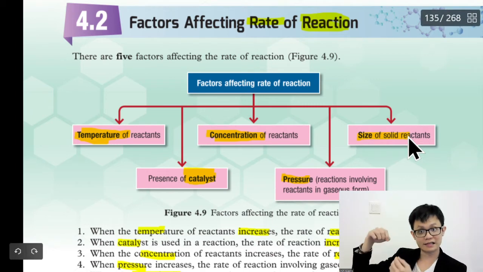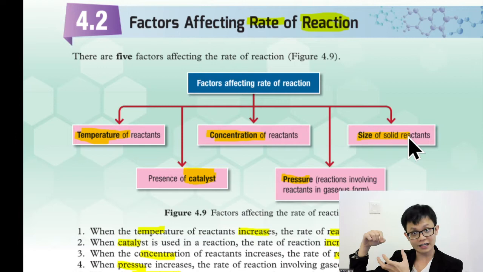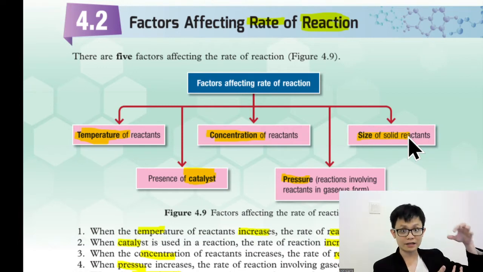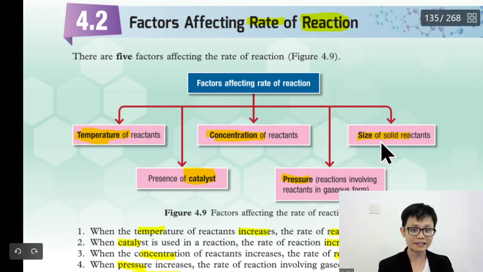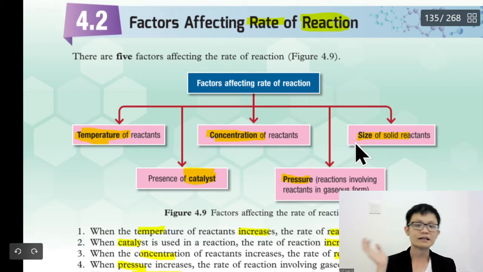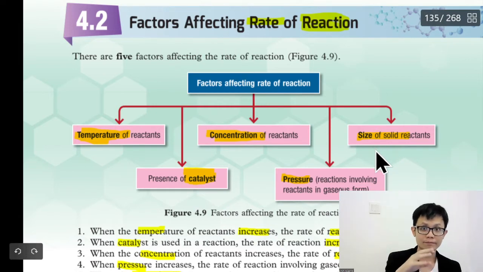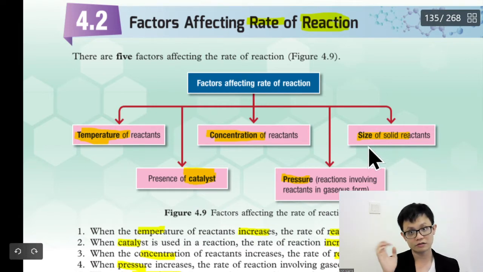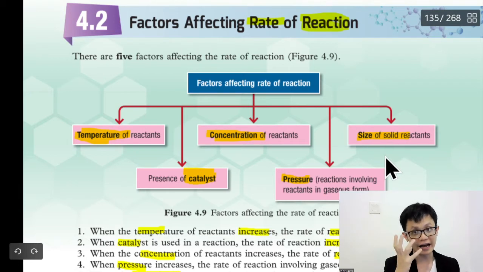So the hypothesis is: the smaller the size of the solid reactant, the faster the reaction. Or the bigger the size of the solid reactant, the faster the reaction? This one is a bit special, because high temperature gives a high reaction rate, a catalyst gives a high rate, high concentration gives a high rate, high pressure gives a high rate. But this one is a bit special: big solid, low rate; small size of reactant, high rate of reaction.